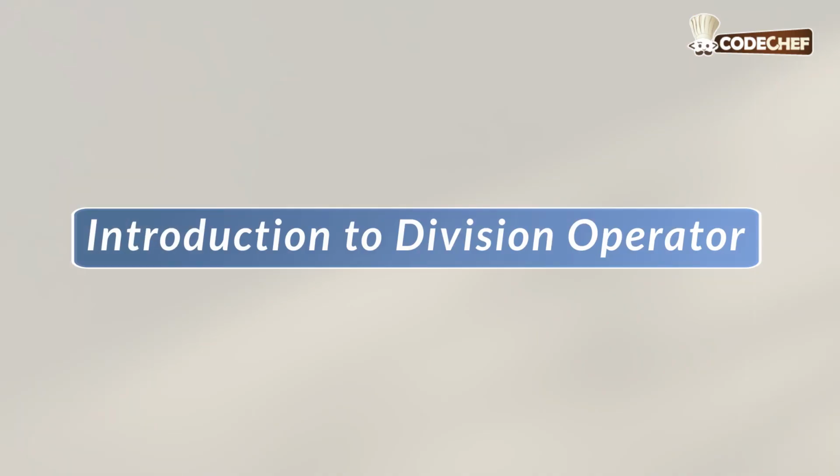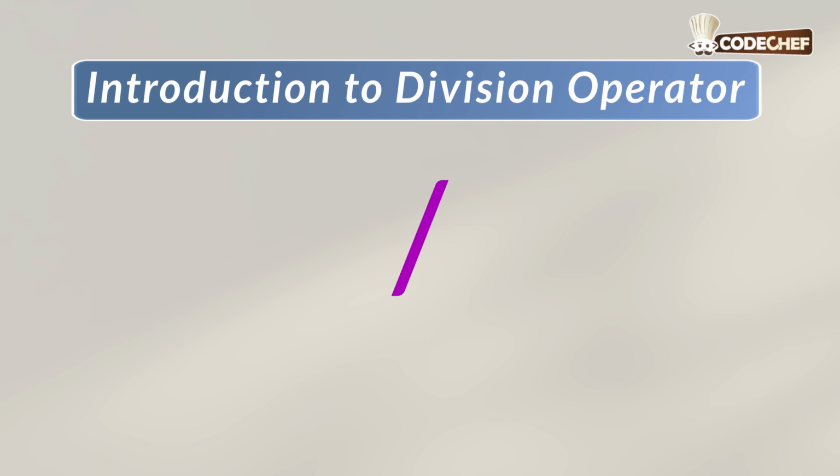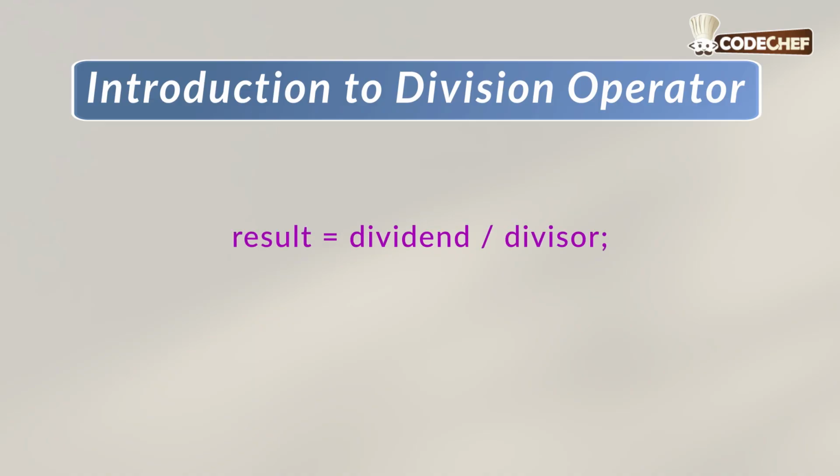Let's talk about the division operator, represented by the forward slash. Like the other arithmetic operators we have learned, division is a binary operator. It takes two operands and returns the result of dividing the first by the second. The basic syntax is result equals dividend divided by divisor.